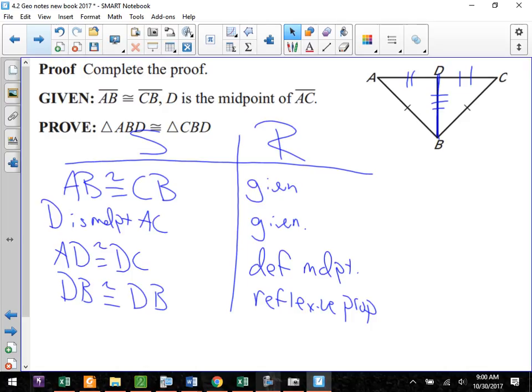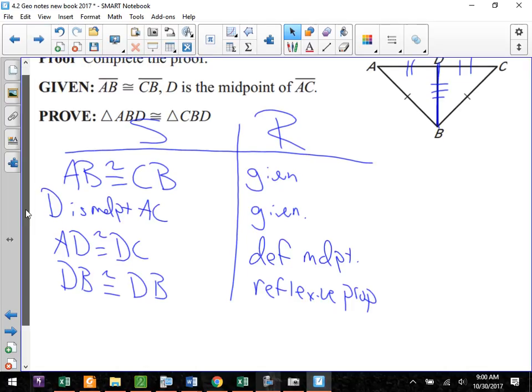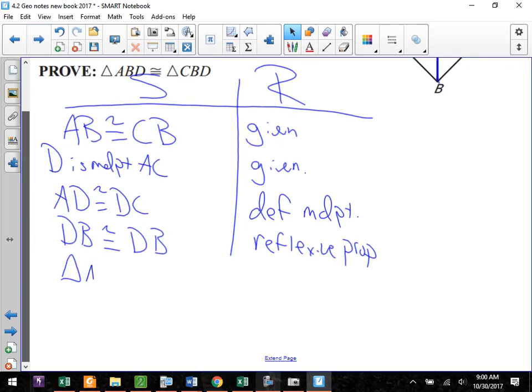Okay. And then do I have the two triangles congruent? Look at the diagram, how they're all marked up. All the sides, very good. All the sides are. So then ABD.